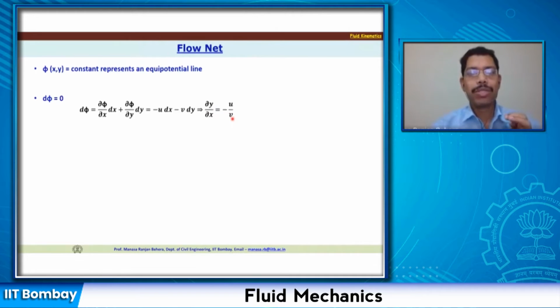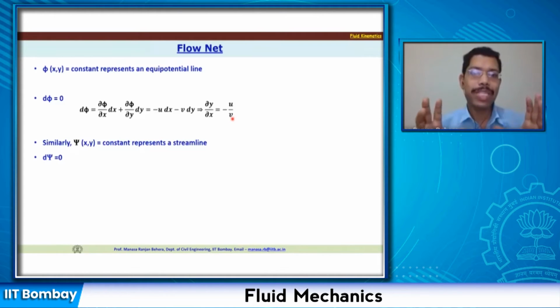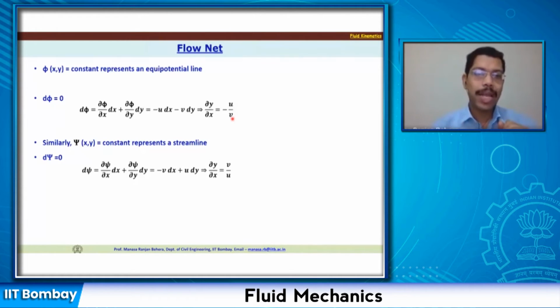All right. So similarly, if I want to write the psi function equated to a constant, that is going to give me the streamline or flow line. So psi(x,y) constant represents a streamline, and if I take dψ, then that will become 0. And if I write the expression for dψ again, substituting the values for ∂ψ/∂x and ∂ψ/∂y, I can write the expression minus v dx plus u dy. That implies ∂y/∂x equals v by u.